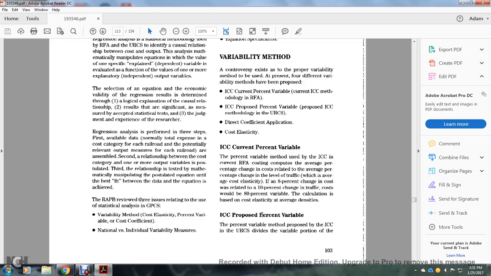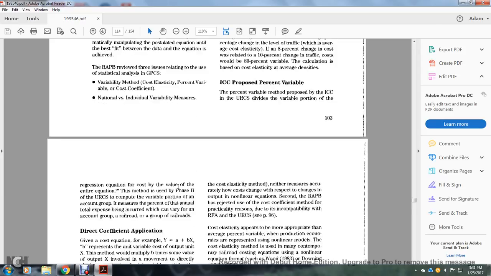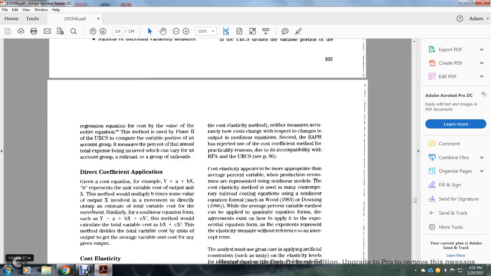Interstate Commerce Commission proposed percent variable. The percent variable method proposed by the Interstate Commerce Commission for the Uniform Railway Costing System provides a variable portion of the regression equation for the cost, as used for Phase 2 of the Uniform Railway Costing System. It computes the variable portion of the accounting group as a measure of the percent of the annual total expense that can vary for the group of railroads.